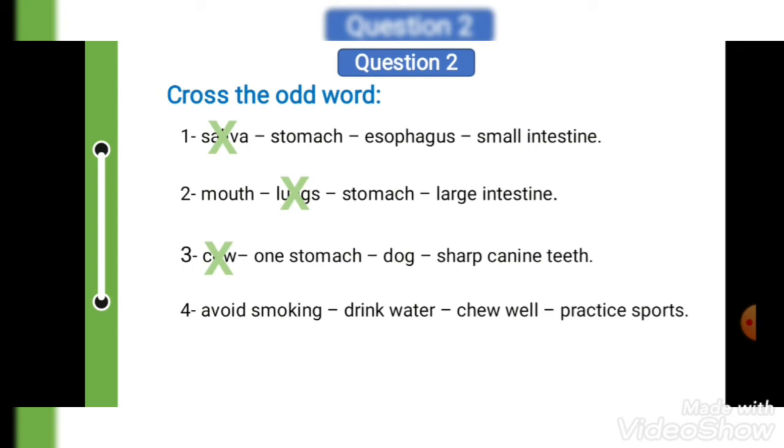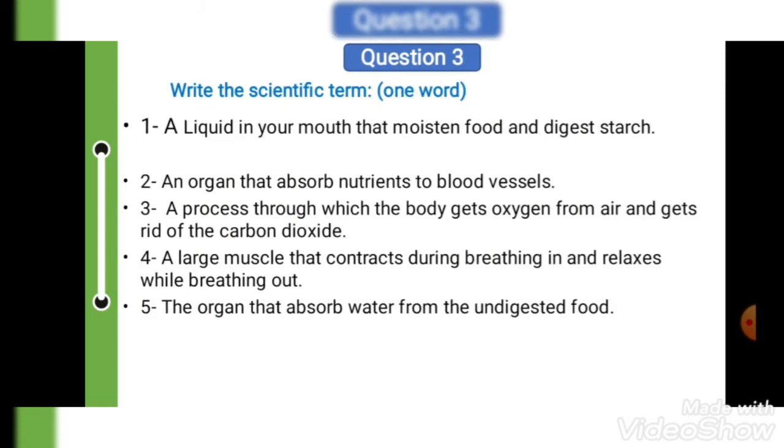4. Avoid smoking, drink water, chew well, practice sports. Avoid smoking, this is related to the respiratory system. Drink water, digestive. Chew well, digestive. Practice sports, digestive. So I should choose avoid smoking because it's related to the respiratory system.